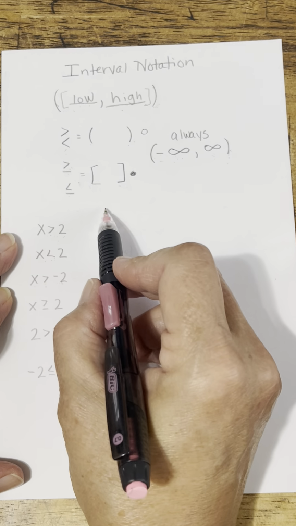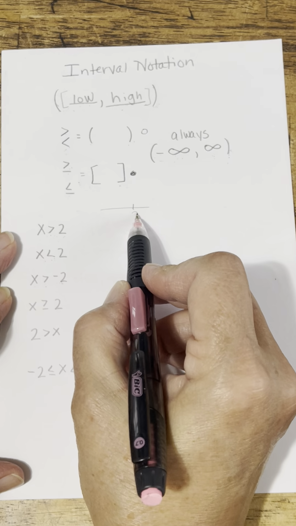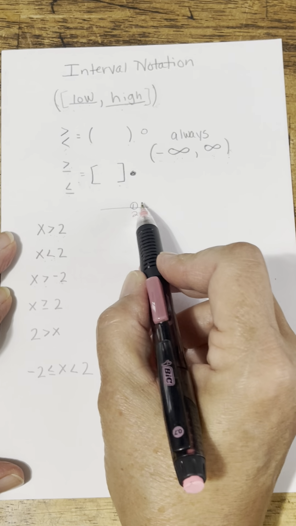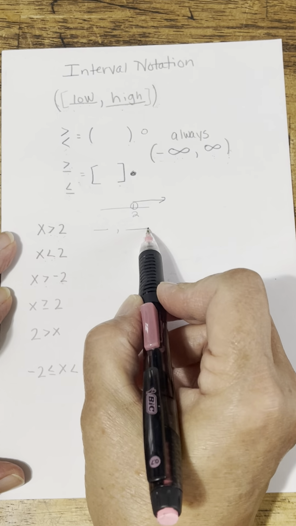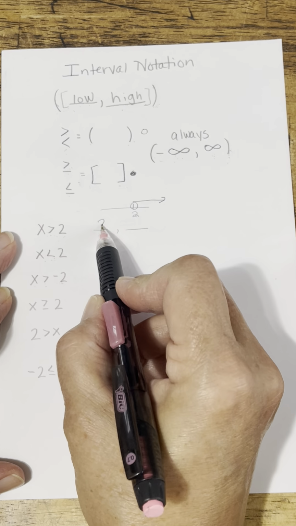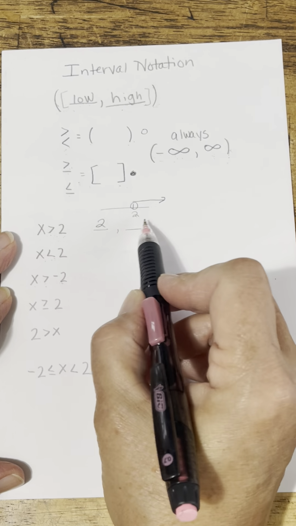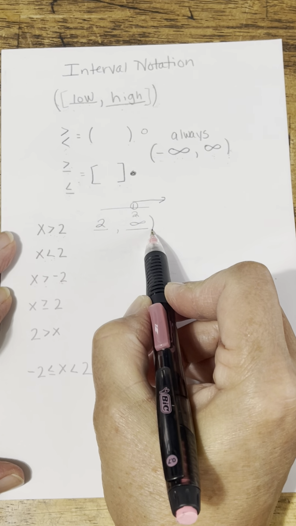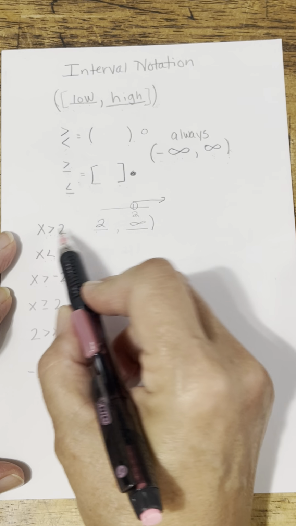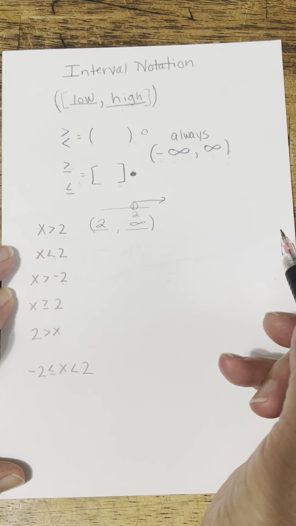If I have x greater than 2, how would that look on a number line? There would be 2. You'd have an open circle to the right. So in your interval, you put your lowest number, which is 2, on the left. Since it goes out to infinity, this is positive. This always has a parenthesis, and since this is greater than, this has a parenthesis.